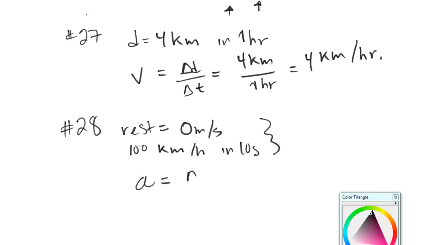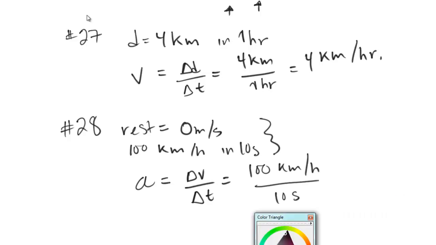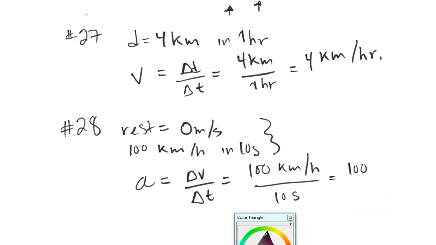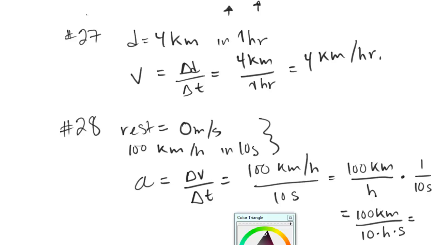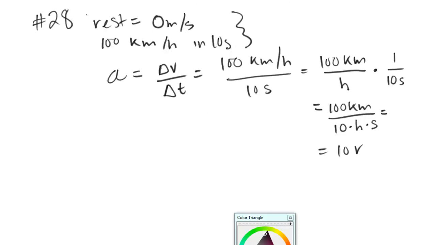acceleration, remember, is the change in velocity over the change in time. So this is just 100 kilometers per hour divided by 10 seconds. This is just 100 kilometers per hour times 1 over 10 seconds. So this just equals 100 kilometers over 10 times hour times second, which is just 10 kilometers per hour per second. Okay.